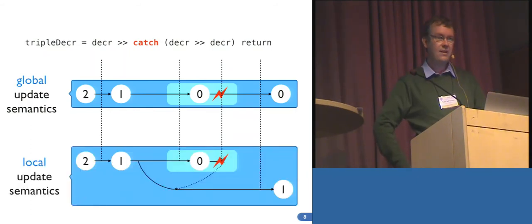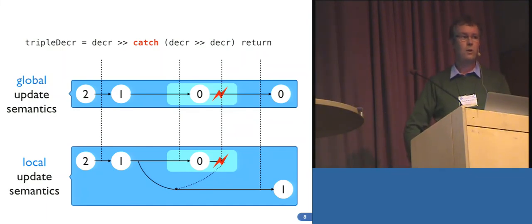Now, the local update semantics is slightly different here. So at the point where the exception happens in the local scope, we don't pass on the state as it was modified in the local scope. We will go back to the last state before entering this local scope, and the value 1, and this is the value that we pass off to the return, and that's the final value of the program.